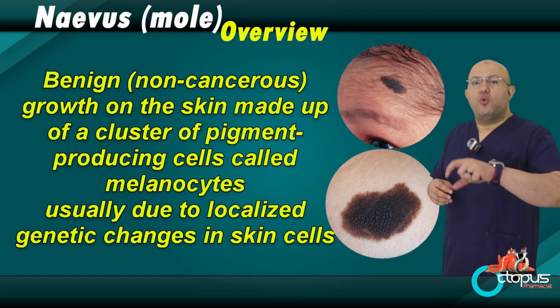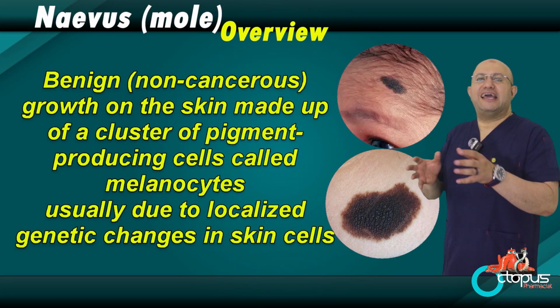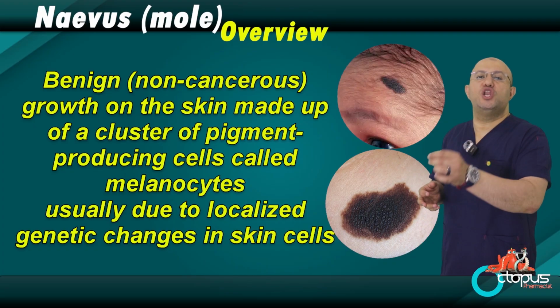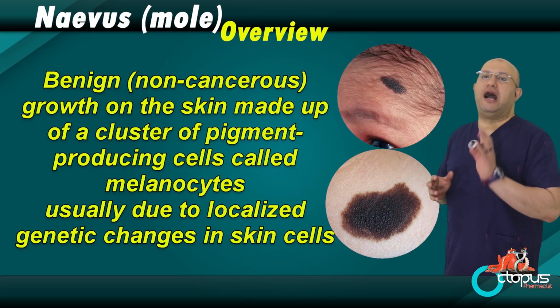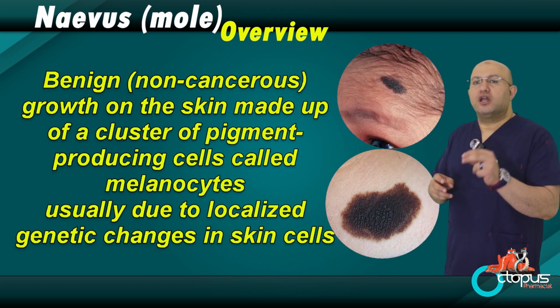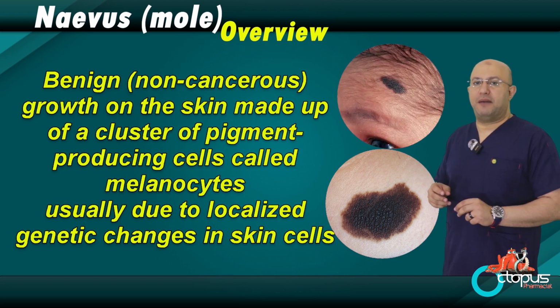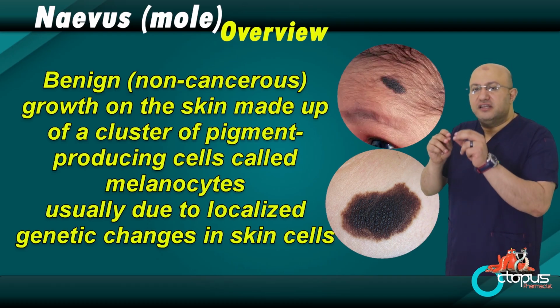In medicine, a single mole is called a nevus, and the plural is nevi. The second point, what is the main reason behind the appearance of nevi? In simple words, it is a genetic change. This change happens in special skin cells that give the skin its color. These are called melanocytes. This is the most common and most important cause of pigmented nevi.